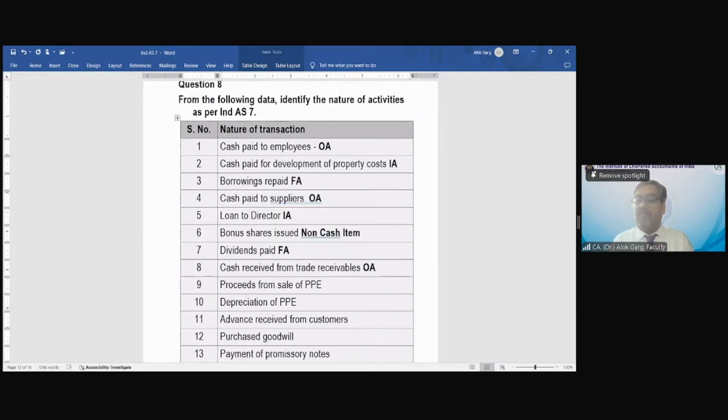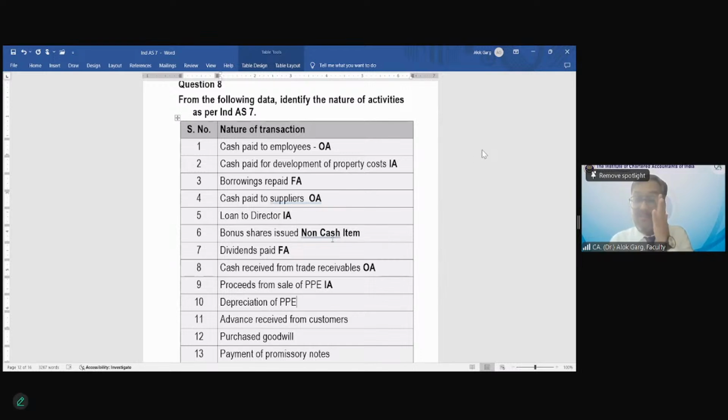Proceeds from sale of property, plant and equipment. Investing activity. Your business is not to sell property, plant and equipment. If your business was to sell property, plant and equipment, then that property, plant and equipment would become your inventory. So your property, plant and equipment is to support and run your business. So proceeds from sale of property, plant and equipment will be your investing activity. When you guys are answering, I'm also feeling that yes, this is a revisionary class.